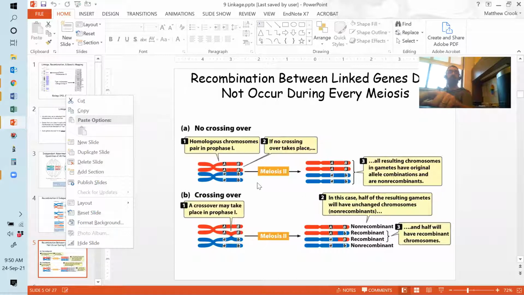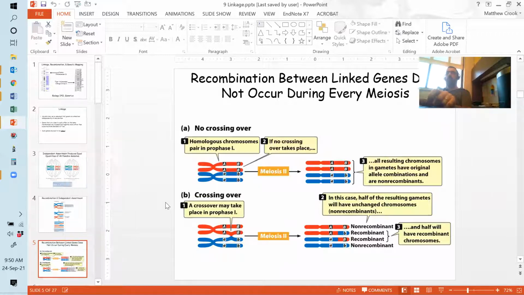If recombination does not occur between them, and that's because those two genes are fairly close together, you will not see the recombinant chromosomes. You'll only see the parental non-recombinant chromosomes, right? And so now you have an unequal number of possible gametes with the different combinations. That's linkage. So we'll go through this in much more detail on Monday.